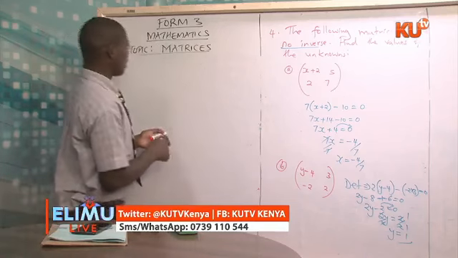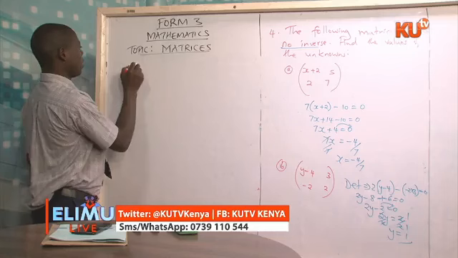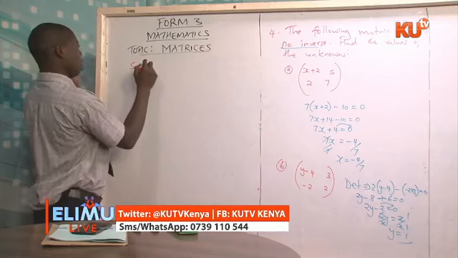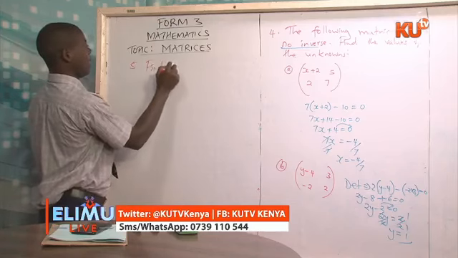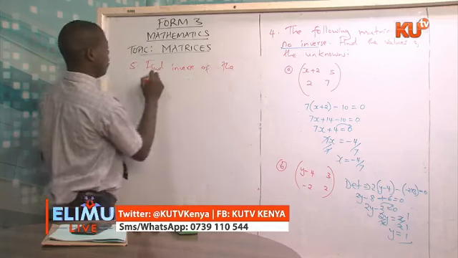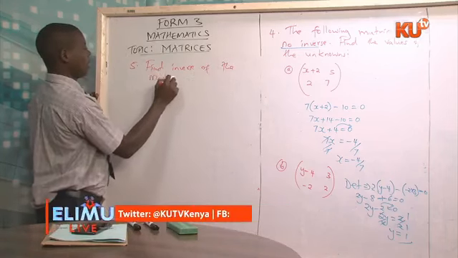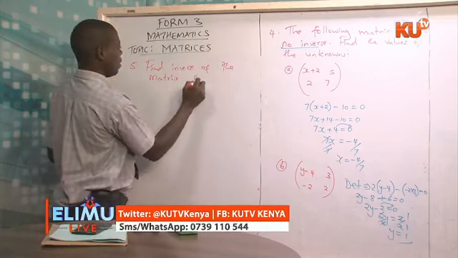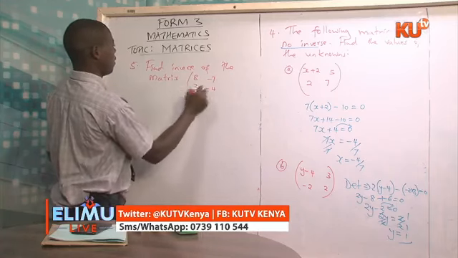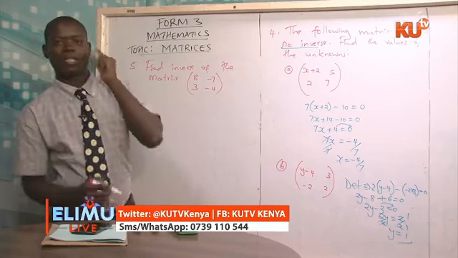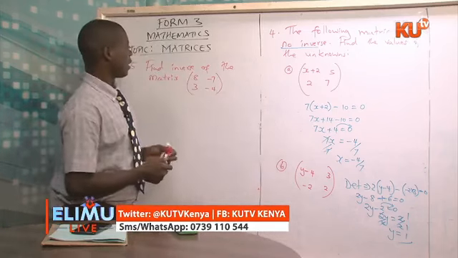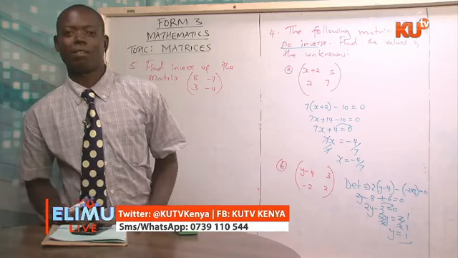The last example, before we can conclude our lesson: you are told to find the inverse of the matrix. Find the inverse of the matrix 8, negative 4, negative 7, 3.